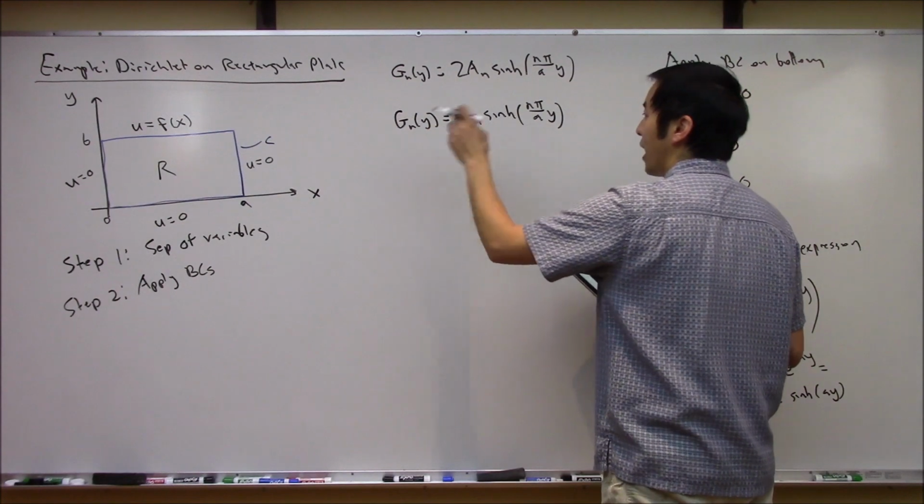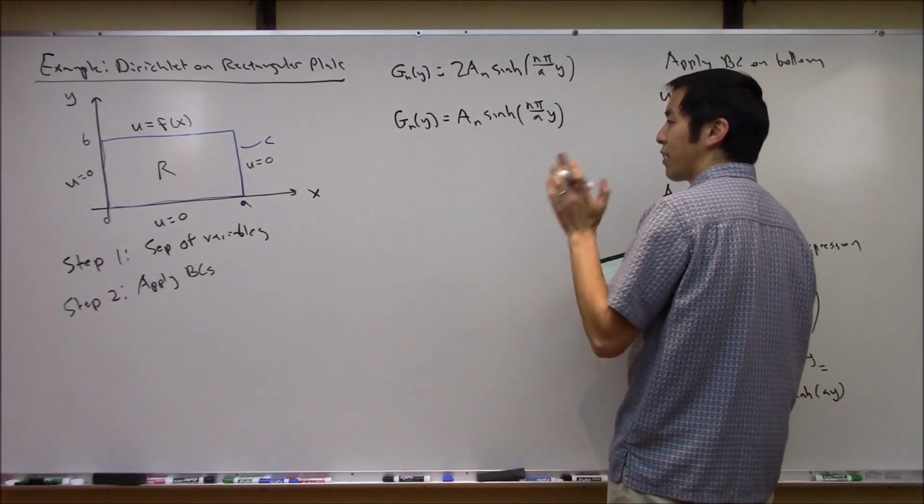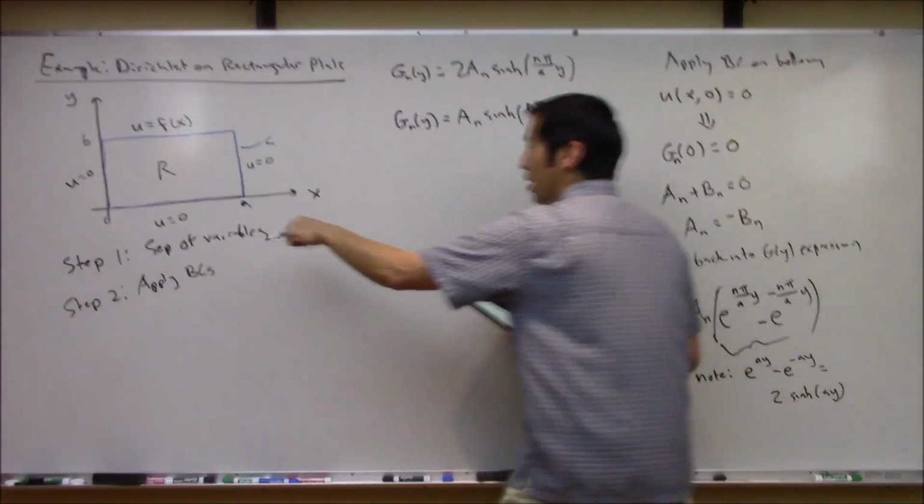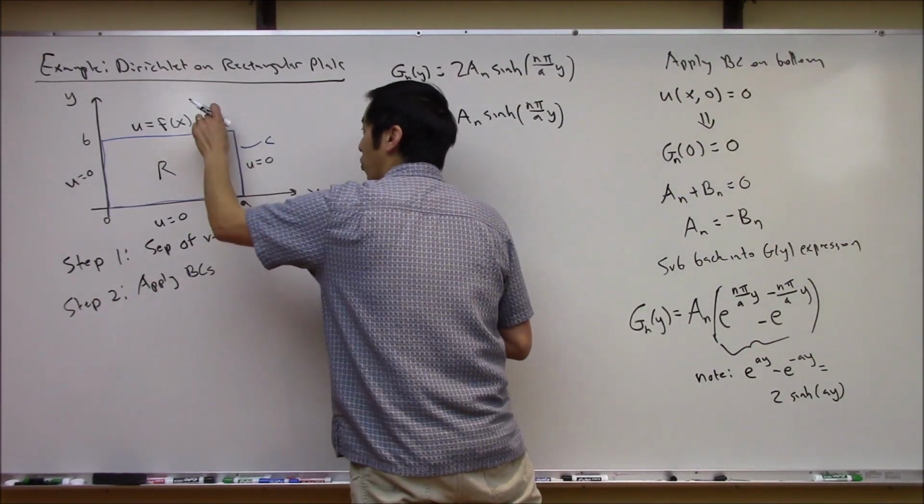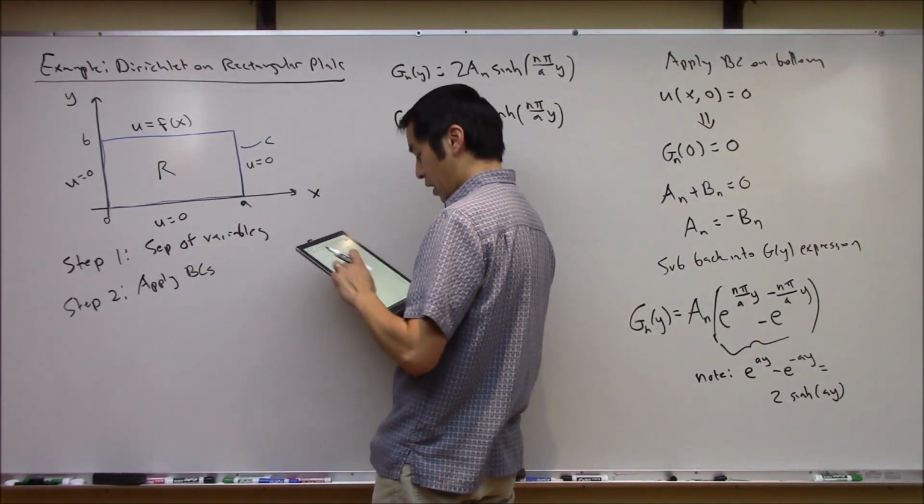So this thing should now satisfy the boundary condition on the bottom, and in fact, if we compose now g_n and f_n, we have something that satisfies the boundary condition on the bottom as well as the left and the right side. So the last thing we have to deal with here is the top.